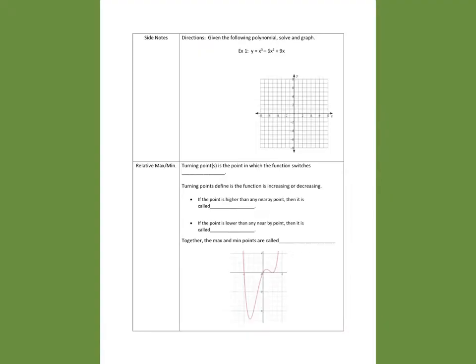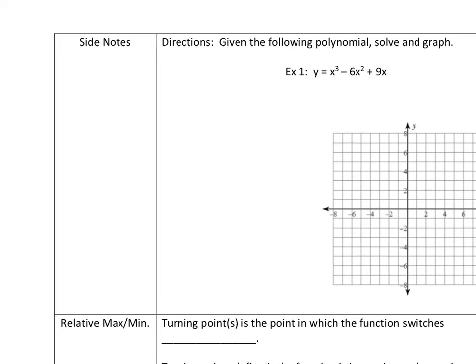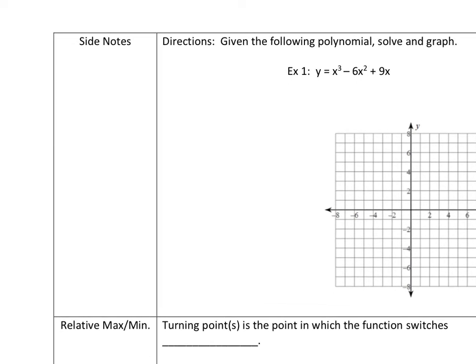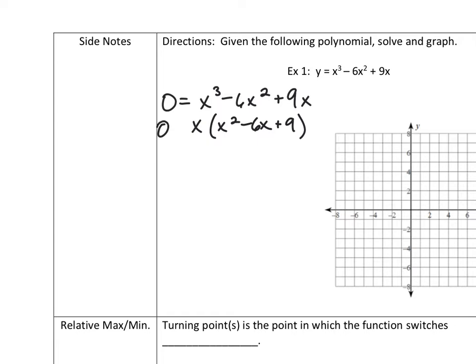Okay, so given the following polynomial, it wants us to solve it, then graph it. It's important to do it in that order because you're not going to know how to graph this if you haven't tried to solve it. So we look at y equals x to the third minus 6x squared plus 9x. The first step is always to change that y to a 0, and then always check for a GCF. I do have one on this, and it is just x. When I pull that out, it leaves me with this equation.